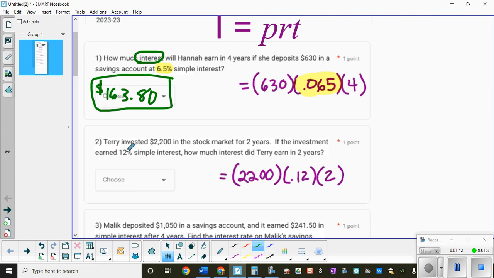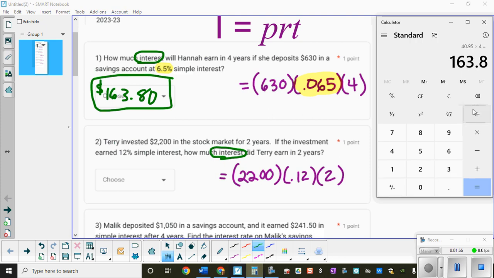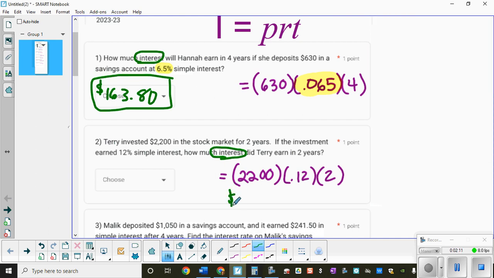If the investment earned 12% simple interest, how much interest did Terry earn in 2 years? So once again, since it's only asking for how much interest, we're just going to multiply these three numbers in the calculator and then we'll be done. All right, so I'm going to clear the calculator here. This is the principal amount. Sorry, let me clear that, my bad. 2,200 times 0.12. That's 12%, and for 2 years, so this is going to earn $528 in interest, 528. And that's going to be the answer for this one.